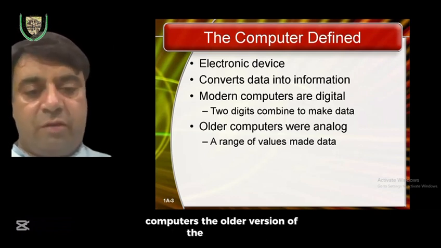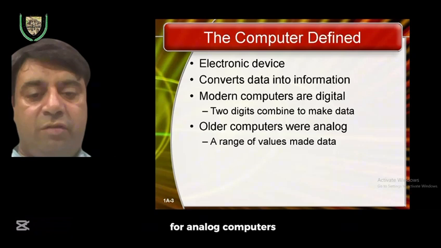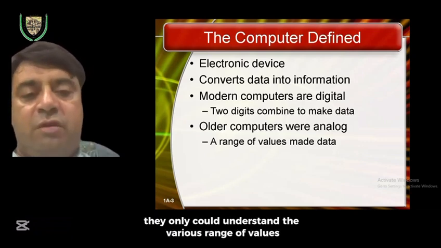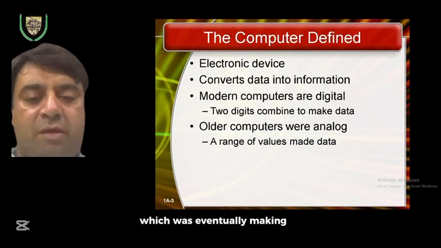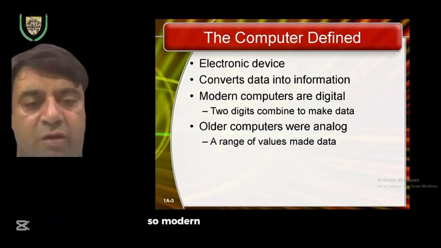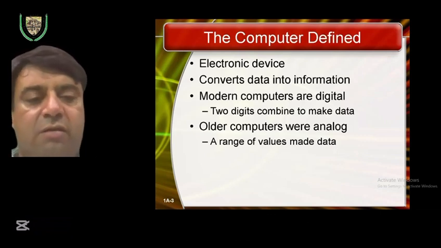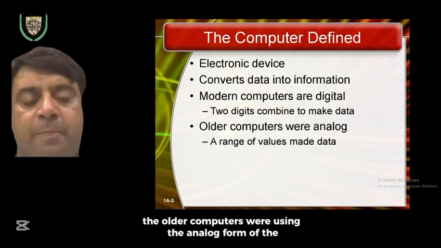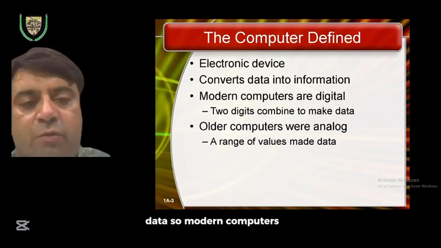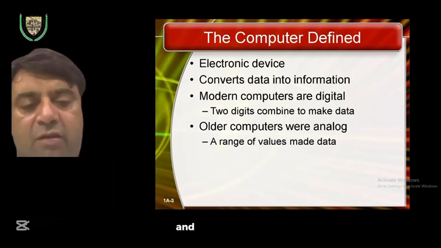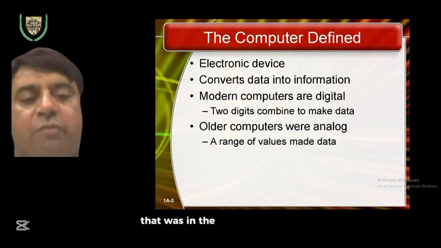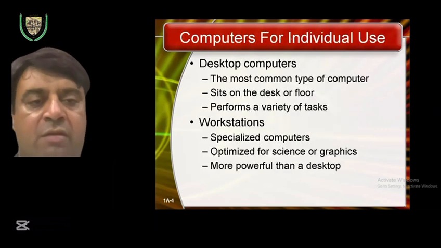The older versions of computers were analog computers. They could only understand a varying range of values, which eventually made up the data. So modern day computers are using the digital form of data, while the older computers were using the analog form of data. Modern computers use the binary version, and the older ones used a range of values in the form of analog values.